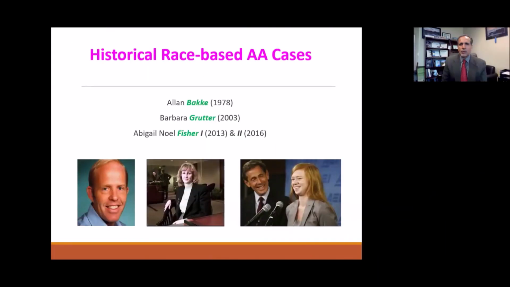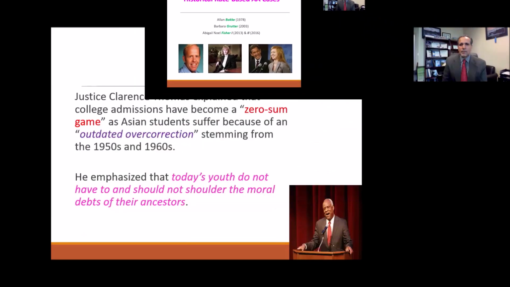And by the way, the historical race-based affirmative action that was legal was based on Bakke, Grutter, and also Fisher 1 and 2, back in 1978, 2003, as well as 2013 and 2016. So the court went against those precedents that had been set over the past 3 decades.